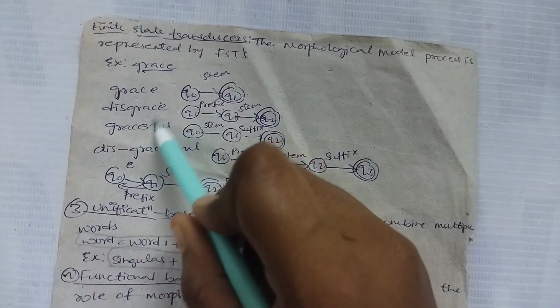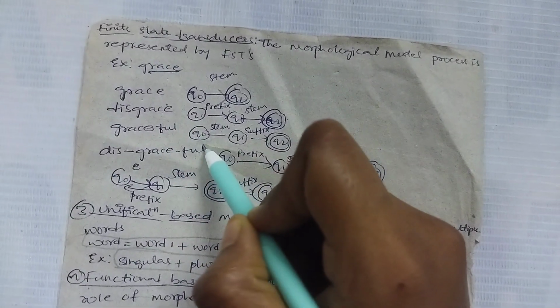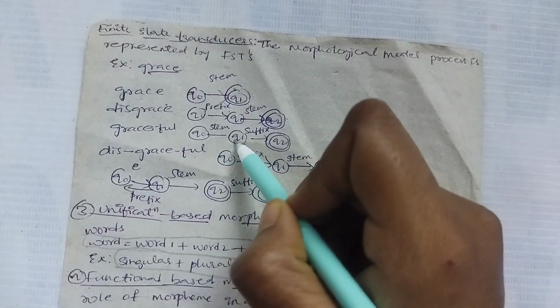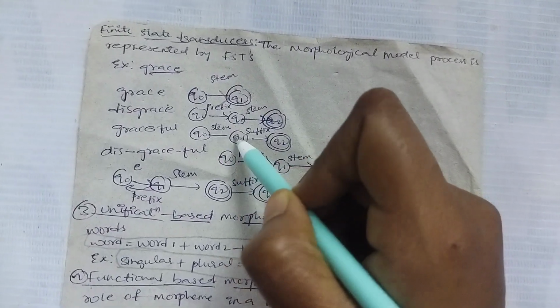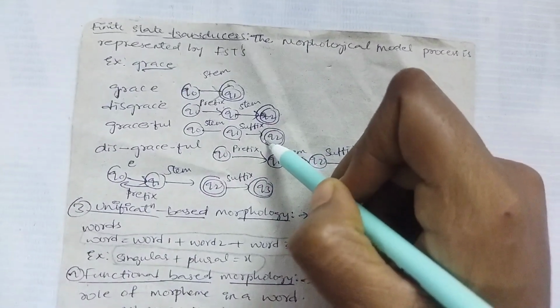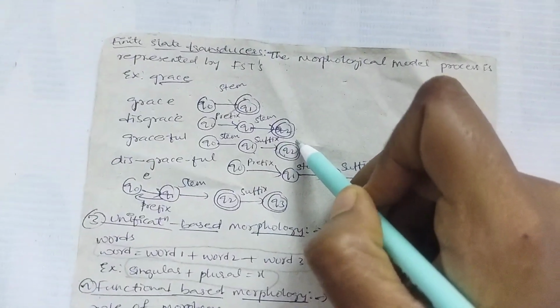Graceful: full is the suffix added after the stem. So here the starting state is Q0. It travels to Q1 with the stem word, the single word, the main word, the root. Then after that, full is added, so full is the suffix word. It is represented with a double circle.